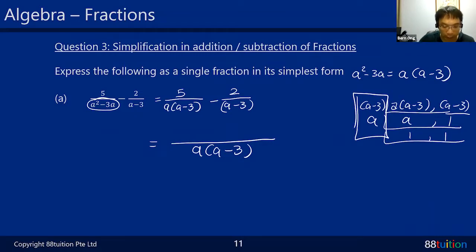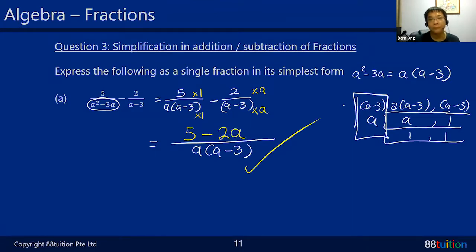From the first fraction, what do I need? I don't need anything. It's actually A times 1. Down here, it's below A times 1. This one, times what? Times A. So below times A, on top times A. Below times 1, on top times 1. 5 times 1 is 5. Minus, must write 2 and the A. Can you see or not? And that's the answer.